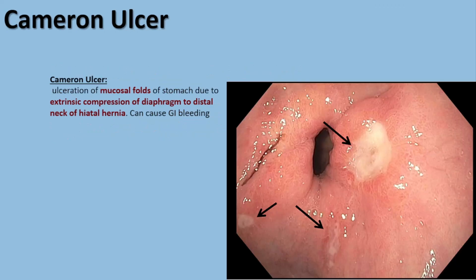So here we should define an ulcer which is called Cameron ulcer. This is a mucosal fold ulceration of the stomach, and it is due to extrinsic compression of the diaphragm on the distal neck of the hiatal hernia. This usually causes some ulceration, and in the long term they can bleed and cause GI bleeding, and anemia can be the presentation. And here you can see three ulcerations of Cameron ulcer. These are very mild ulcers that are not yet bleeding, but they can bleed and cause anemia in patients who have been suffering from hiatal hernia for a long time.